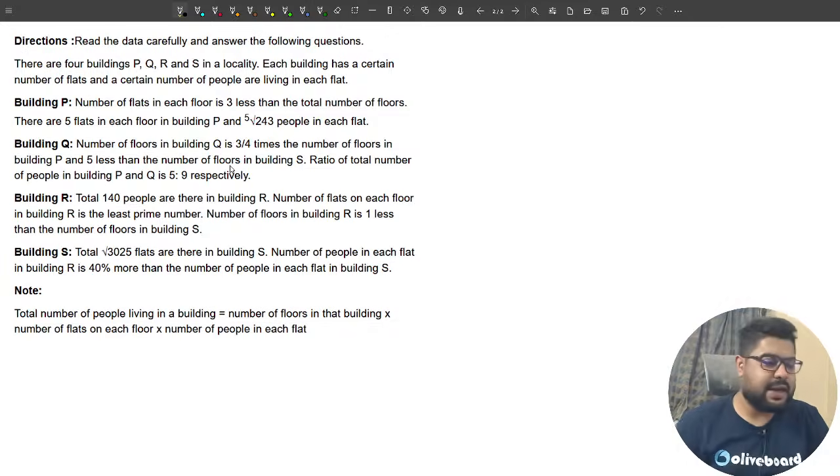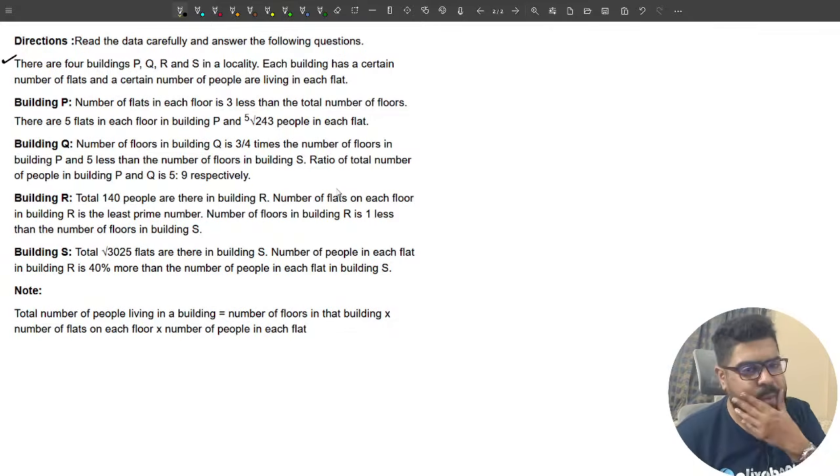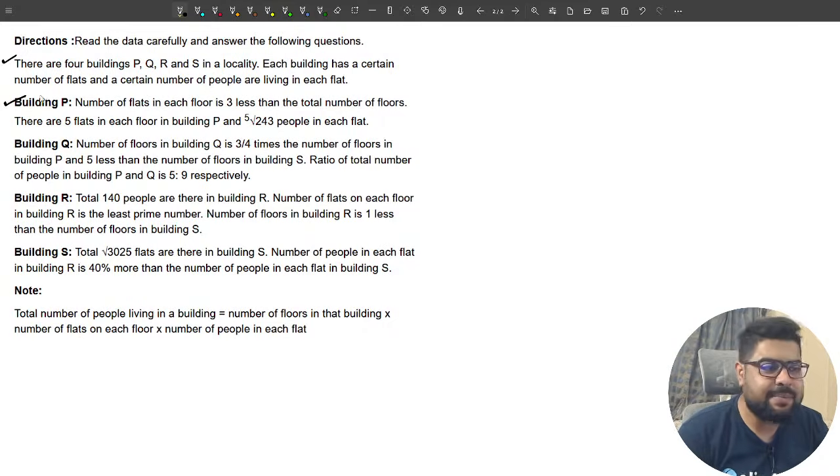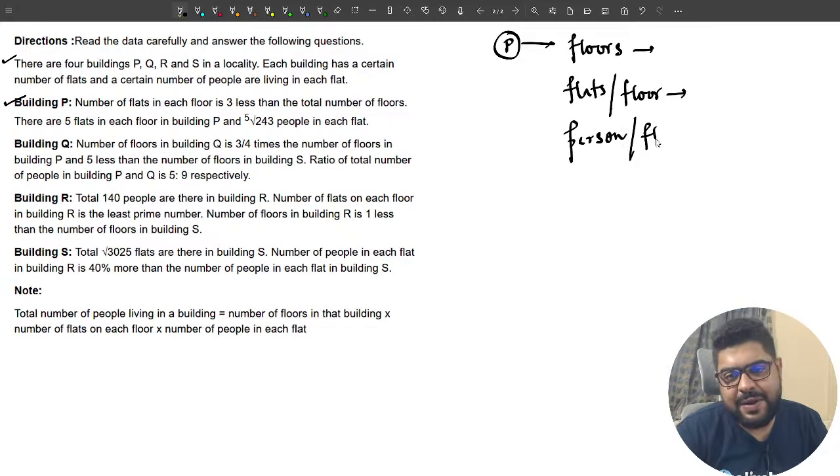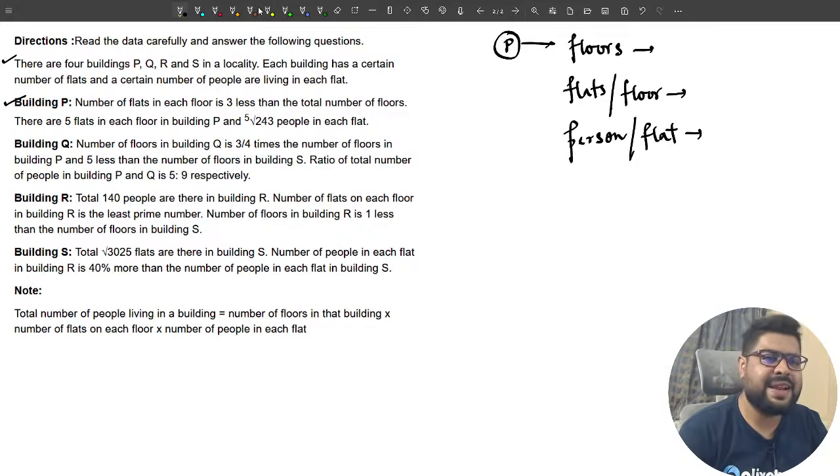Let's start then. Sir, there are 4 buildings P, Q, R, S in a locality. Each building has a certain number of flats, a certain number of floors, and a certain number of people living in each of the flats. Sir, building P. So what do we need? Sir, flats. First we'll need to write floors. Now flats in each floor, that means flats per floor, and persons living in them, so person per flat, sir. Let's write these 3 things.